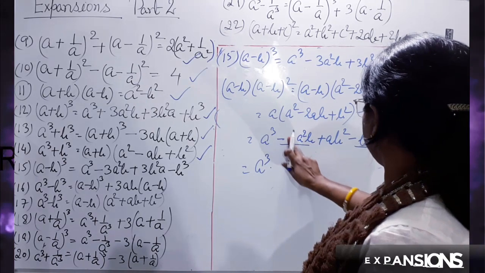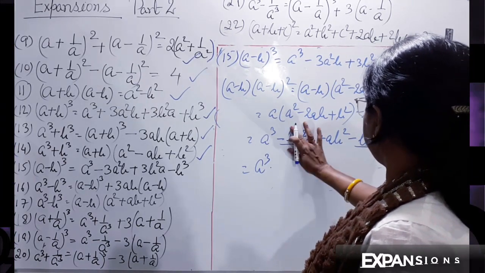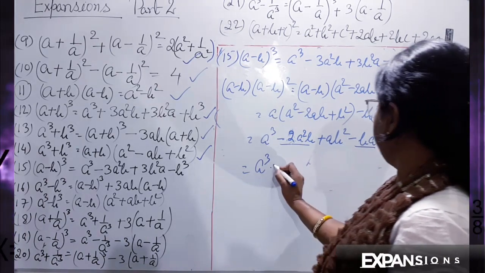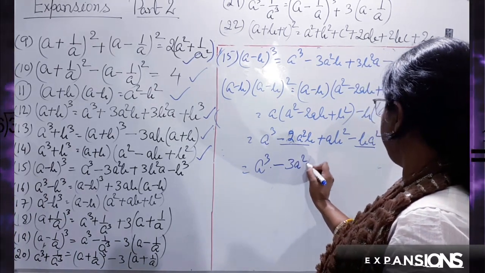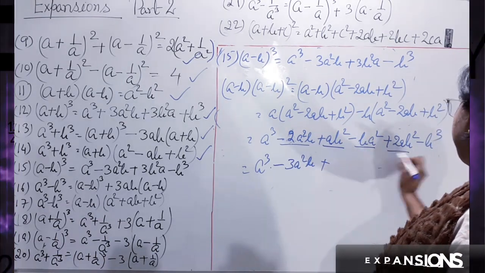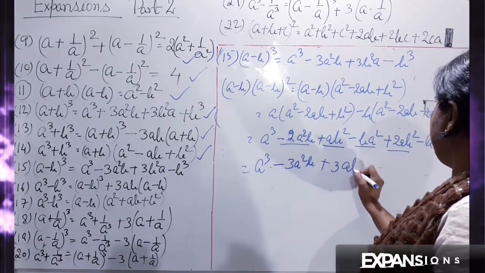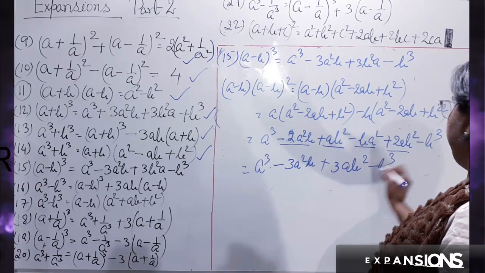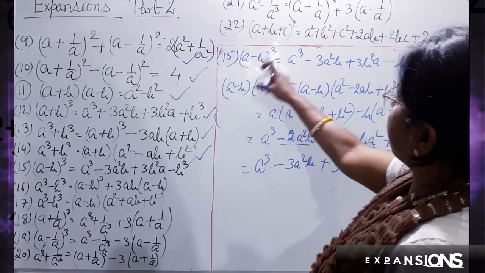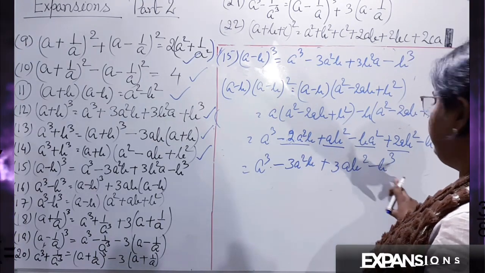It is 2, not 3. Sorry. It is 2. Now 2 and 1, 3. A square b and plus ab square plus 2ab square is 3ab square minus b cube. This formula. Now formula a minus b whole cube we can write like this.